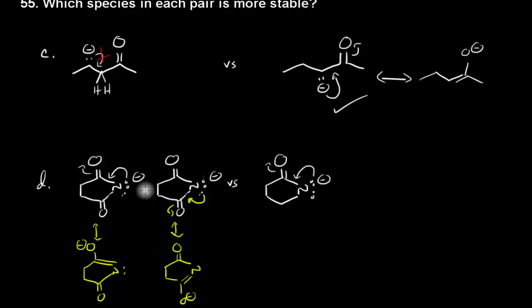Okay, so 2 resonance forms for the molecule on the left, 1 resonance form for the molecule on the right, and overall that means that this molecule on the left is going to be more stable. Okay, simple as that.